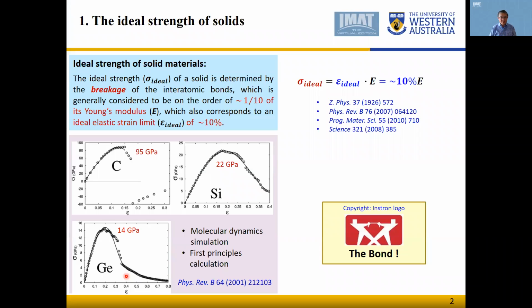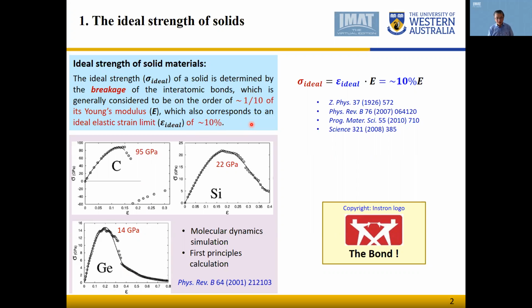So the ideal strengths, well, that is not a new topic to us, because we all know that ideal strength is a measure of the effort required to break the bonds between atoms within a solid. And the ideal strength is generally considered to be on the order of 1/10 of the Young's modulus of the solid, which corresponds to about 10% for the ideal elastic strain limit.